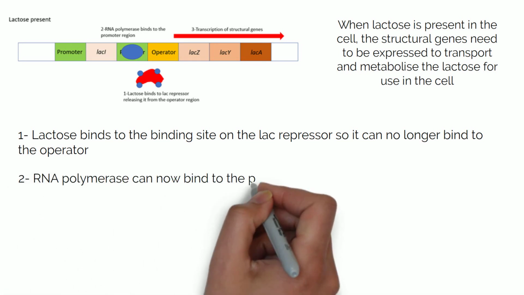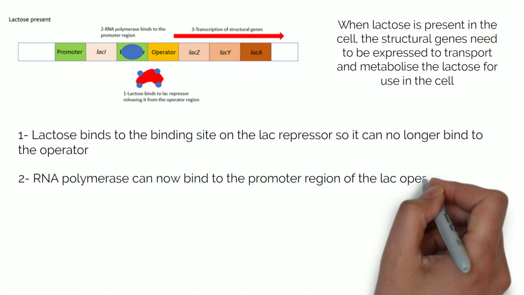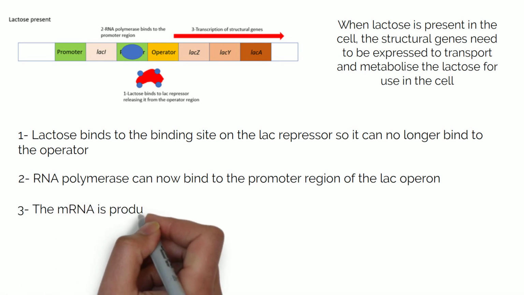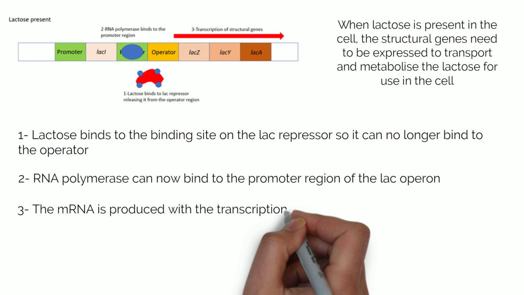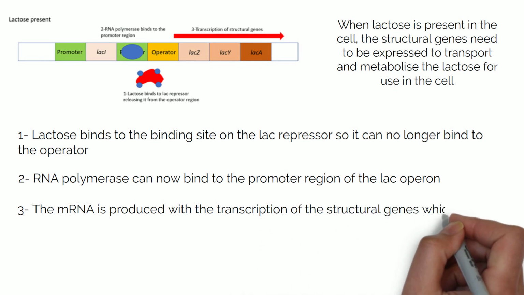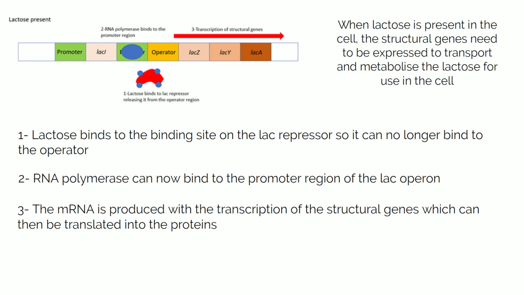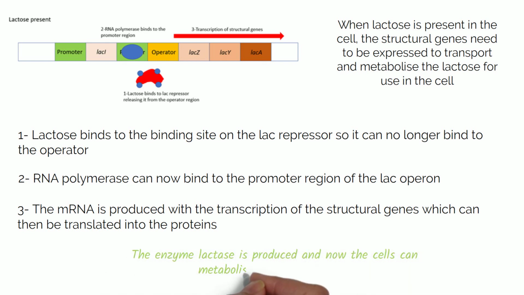RNA polymerase can now bind to the promoter region of the lac operon. The mRNA is produced with the transcription of structural genes, which can then be translated into the proteins. The enzyme lactase is produced, and now the cells can metabolize lactose in the cell.